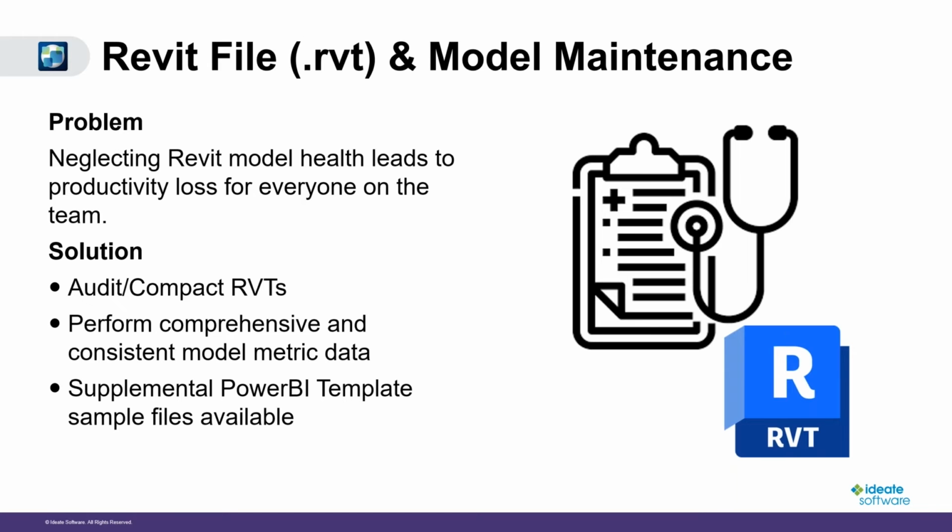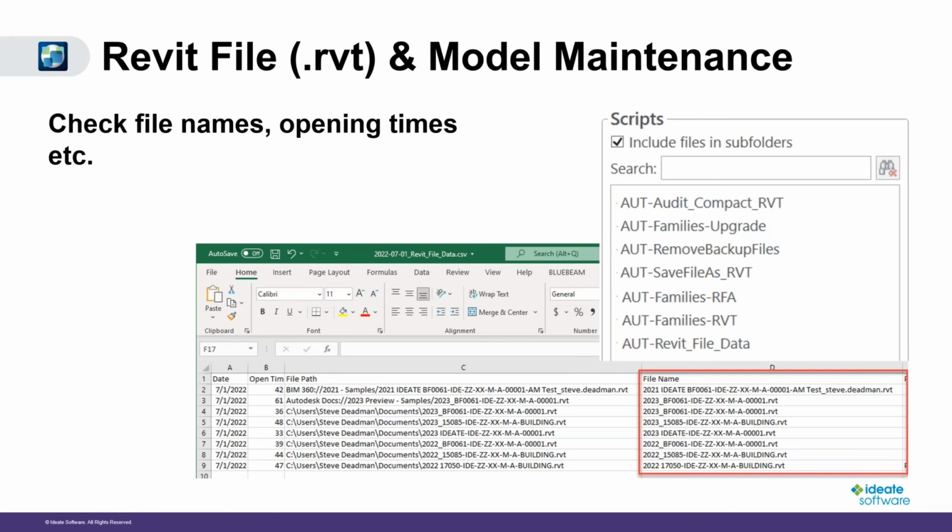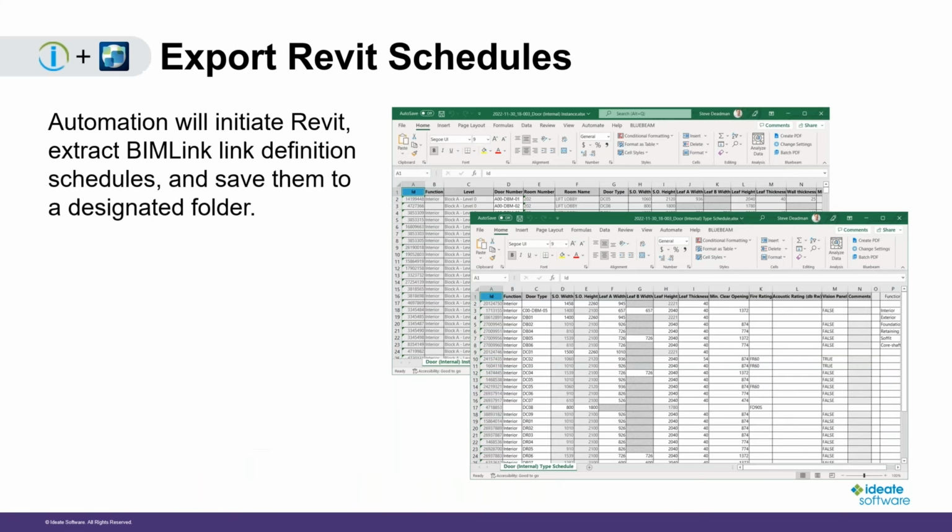And we also allow you to collect comprehensive and consistent model metric data, which we will look into. And we supply a Power BI template, which we'll also have a look at in a sec. With the file information, you're able to get the open time of all these models, how long it takes to open them, and the file path and the file name. And you're able to export Revit schedules.